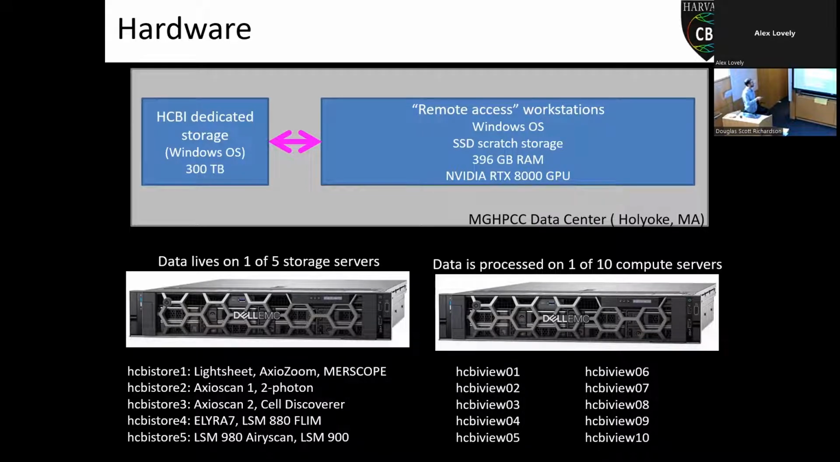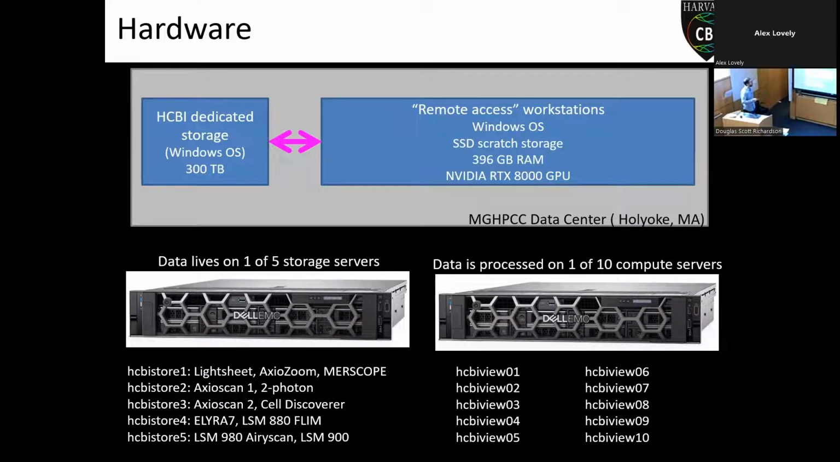So if we look out at Holyoke, I told you we have these 5 storage servers and then these 10 remote access workstations. If you were to look at them in the rack, they look absolutely identical. They're just rack servers. But these ones here are basically built up with a whole bunch of hard drives in them. So it's got about 400 gigabytes of storage on each one. And like I said, we've got 5 of them, and we've assigned each microscope to one of these servers.